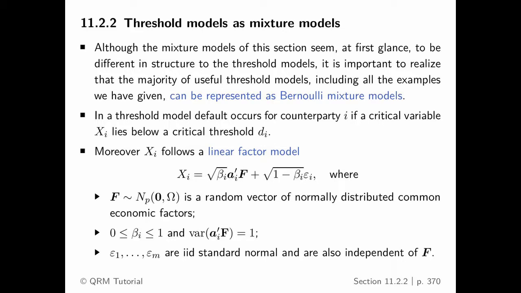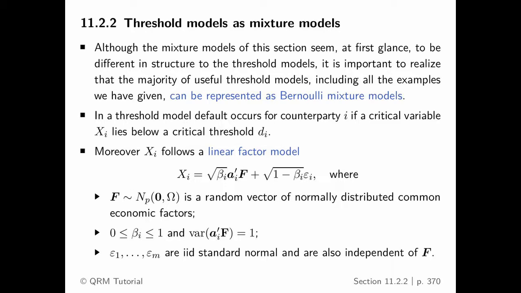So I think I've said this. Although the mixture models seem at first glance to be different, it's important to realize that the majority of useful threshold models, including Merton, can be represented as Bernoulli mixture models. So there's a 2-slide calculation here, beg your pardon. There's a 2-slide calculation. In our threshold model, default occurs if xi lies below a critical threshold.